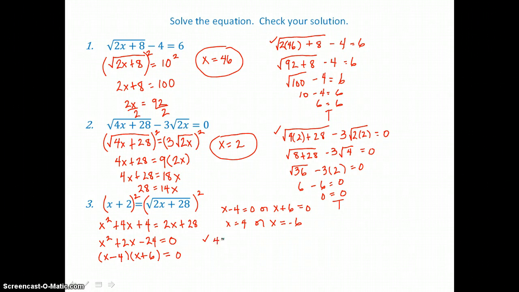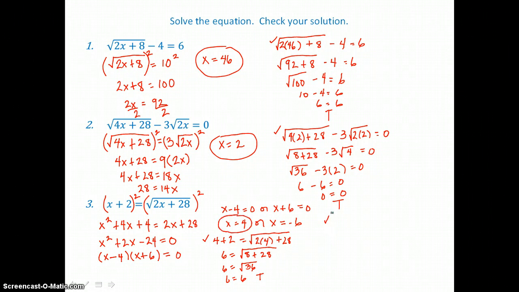So I'll put 4 into that original equation for x, and I'll see if I get a true statement. So I have 4 plus 2 or 6 on the left, and on the right hand side underneath this radical I have 2 times 4, which is 8, and 8 plus 28 is 36. So I have 6 is equal to the square root of 36, which is 6. So I get a true statement, and I know that x equals 4 is a good solution.